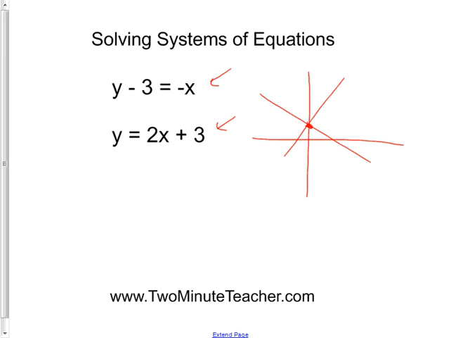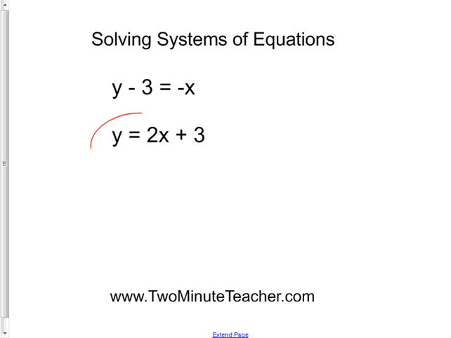Like let's say it's (3, 2) or whatever. That would have to work in both of them to be the solution. And if two lines have different slopes from each other, they will touch, and there'll be some point that will work in both of them. So to find that spot, I'm going to use substitution.